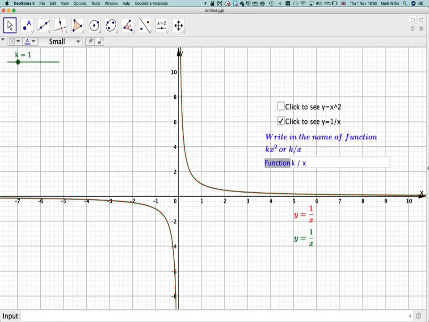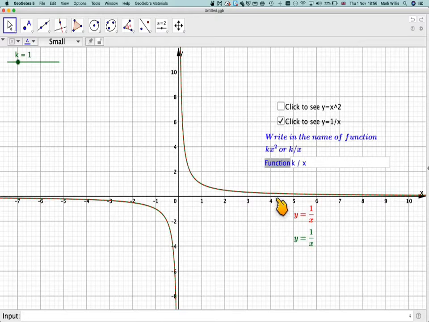Now the graph here is the graph of 1 over x. What we can see here, when x is 1, y is 1. When x is a half, 1 divided by half gives me 2. When x is a quarter, 1 divided by a quarter gives me 4. And then so on.